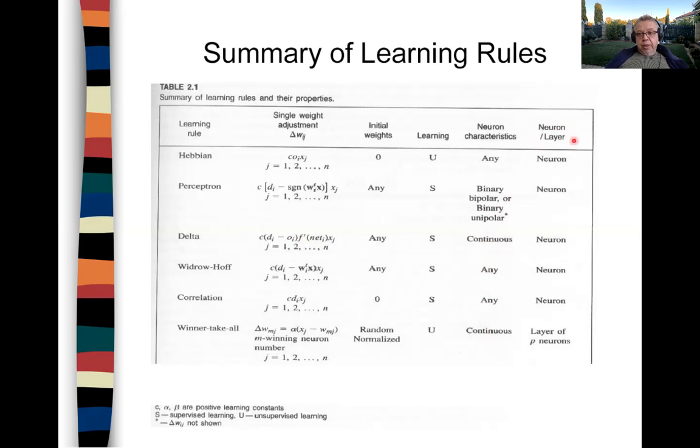For neuron versus layer, all of them apply to a neuron. For example, for the perceptron, you can have just a single perceptron, one neuron, and you can make it learn. As opposed to the competitive learning rule, which requires a set of neurons, P neurons at the output layer.